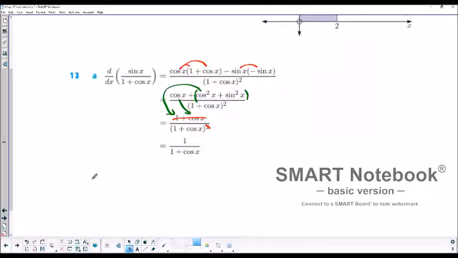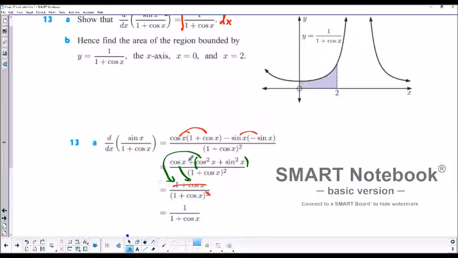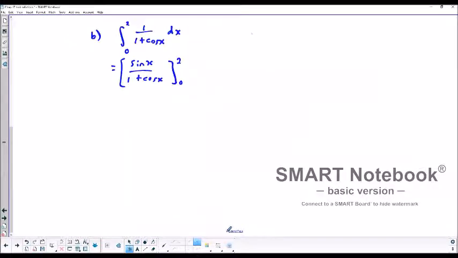So for 13b, when we're trying to find the area, we're going to integrate 1 over 1 plus cosine x dx from 0 to 2. And this integral we now know is sine x over 1 plus cosine x. And we're evaluating that from 0 to 2. And so then we're just going to substitute these values in. So we'll have sine of 2 over 1 plus cosine of 2 minus sine of 0 over 1 plus cosine of 0.